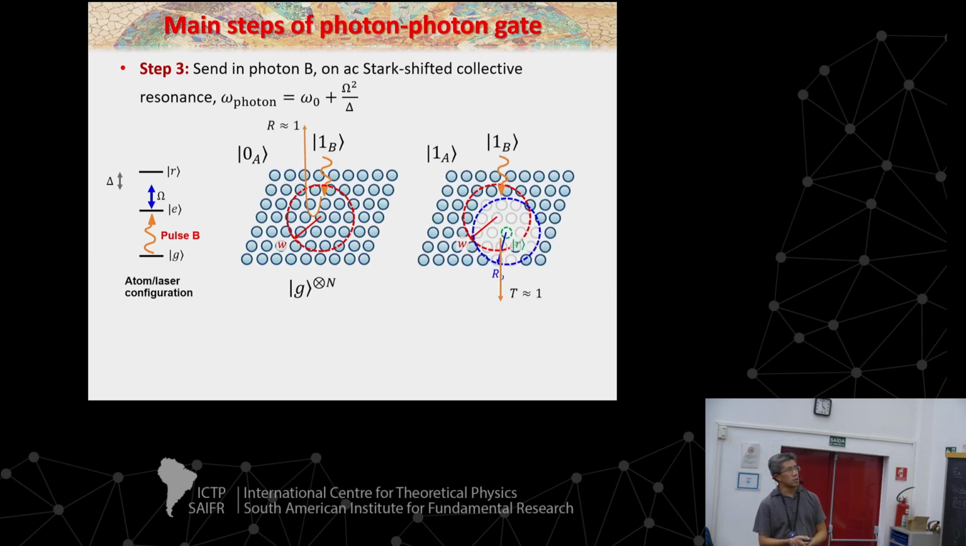And now I shine in photon B. If there was no photon in A, then photon B continues to see a perfect mirror. If there is a photon in pulse A, then this photon B potentially sees this hole that it can transmit through rather than reflect. Okay, so it's an entangling operation in the sense that the direction of propagation of this photon B, whether it reflects or transmits, is conditioned on how many photons were in pulse A.